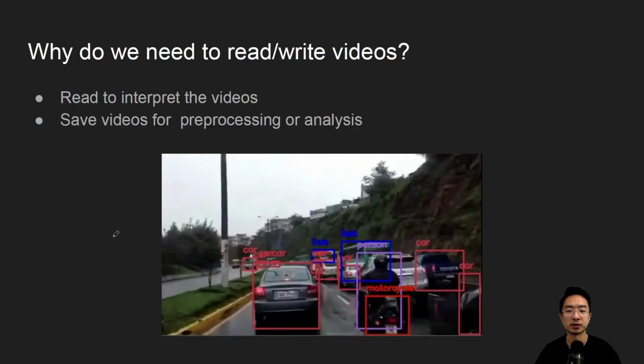Okay, so why do we need to read and write videos? Most of the time it's because you want to interpret something in the video. Here is an example. Maybe you have a self-driving car and you want to identify the different things you see in the scene as your car is moving along. You might identify a person or another car and so on. Then you may want to save the video for pre-processing or analysis of the videos that you saved.